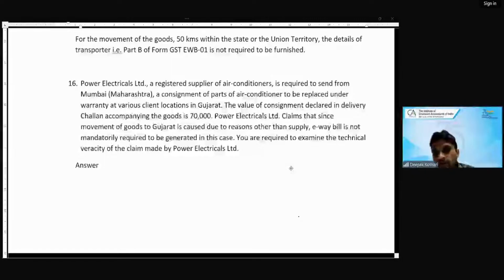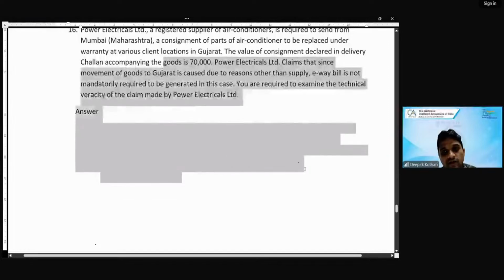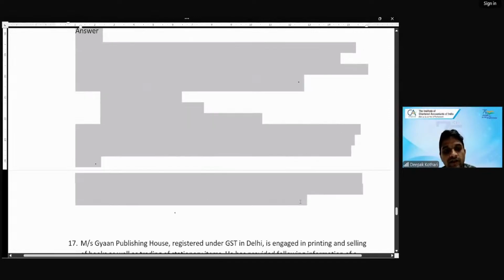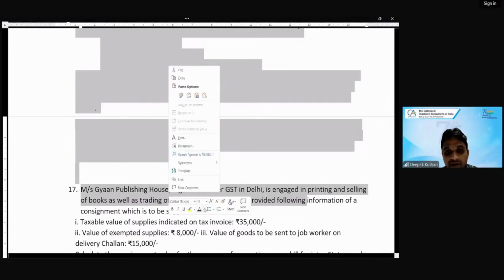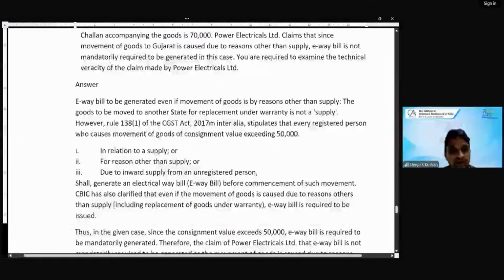Mandatory, required. Oh my god. It's a very strong answer. Tanu Vishwakarma is saying required. Yes, good. Giving the right answers now. I didn't expect you'd be giving right answers on e-waybill, but you're giving right answers.